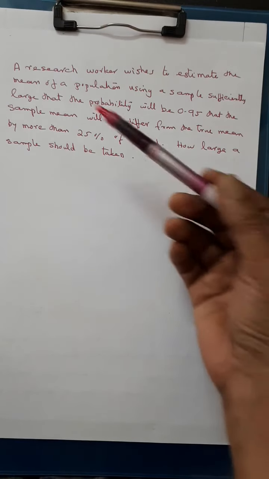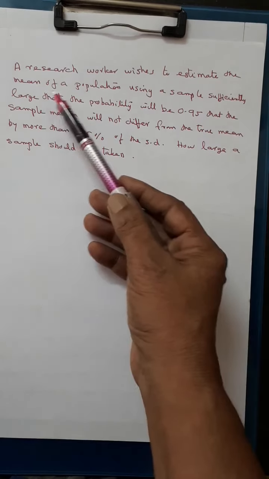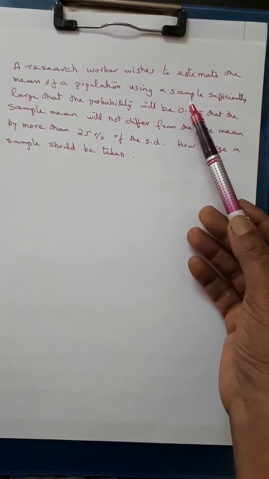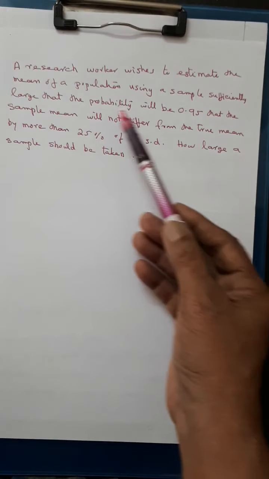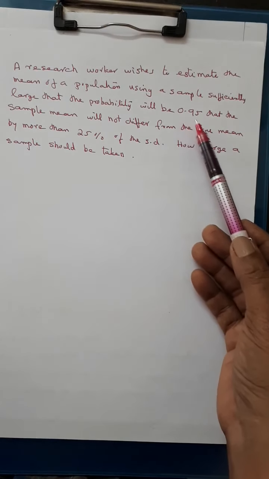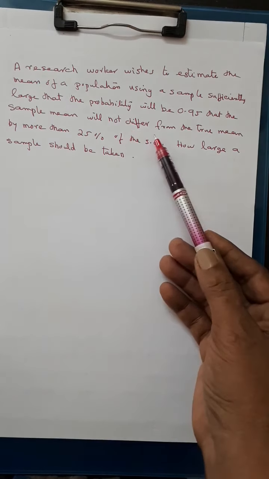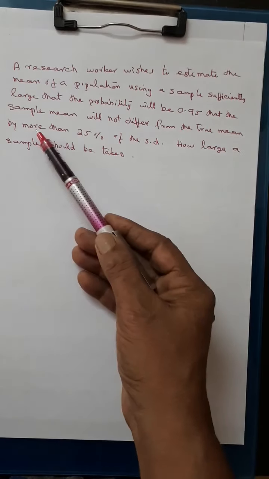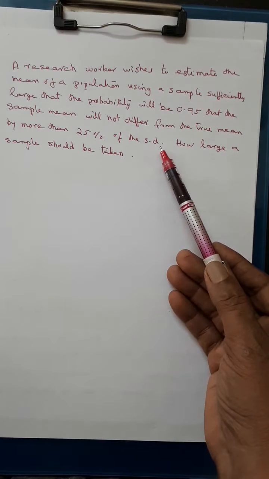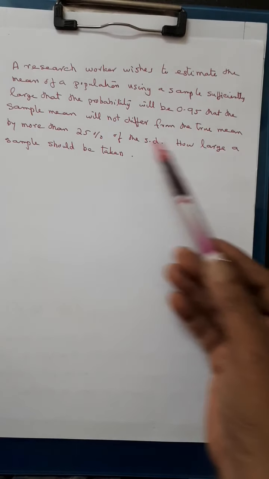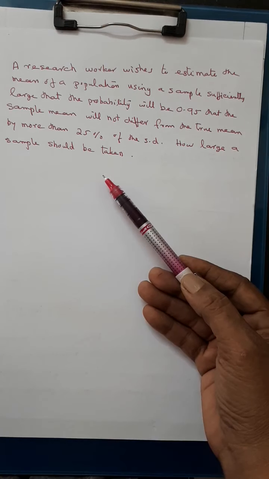The question I will read. A research worker wishes to estimate the mean of a population using a sample sufficiently large that the probability will be 0.95 that the sample mean will not differ from the true mean by more than 25% of the standard deviation. How large a sample should be taken? You can use the CLT.